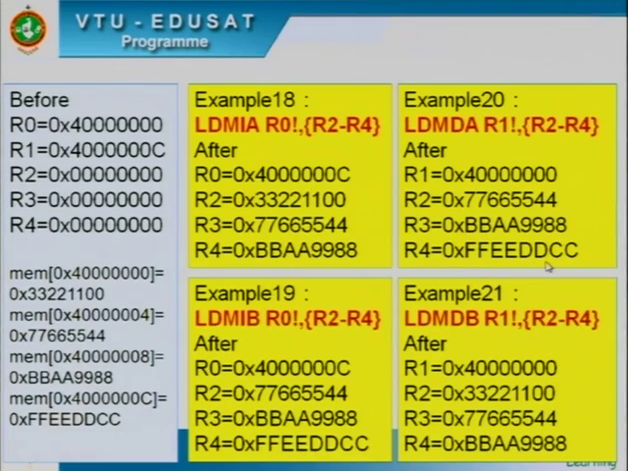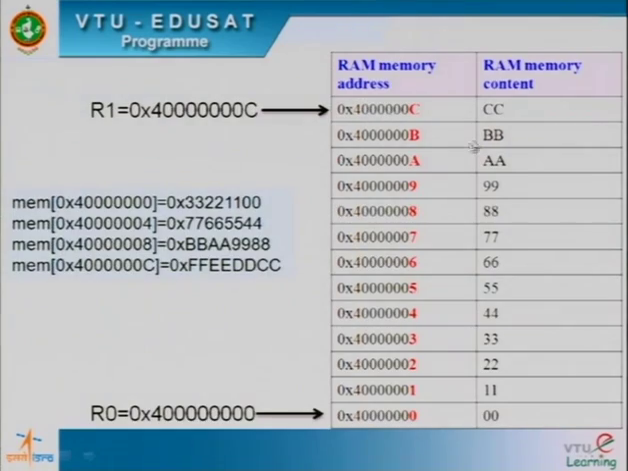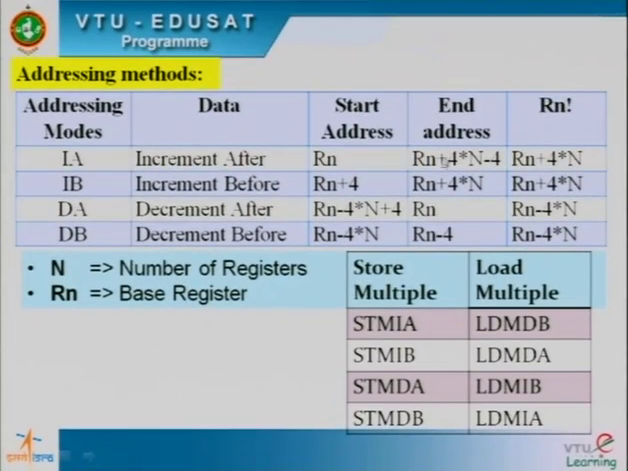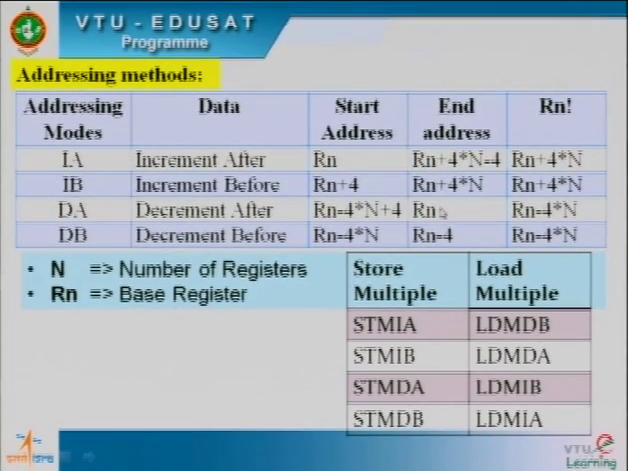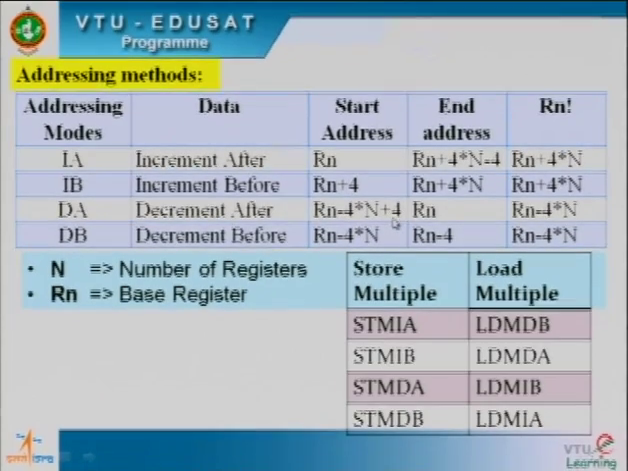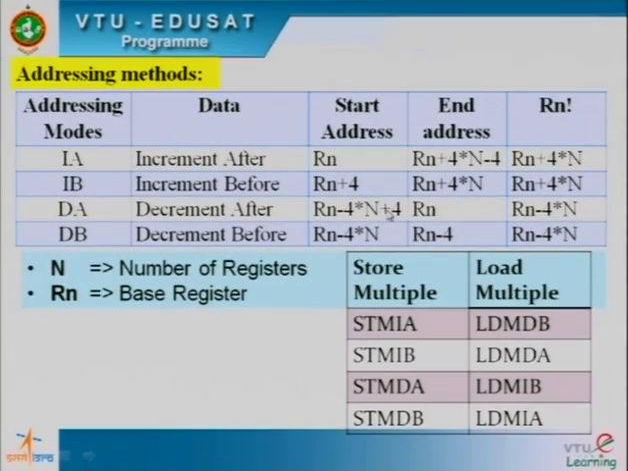This is what we mean by starting address in the previous slide. The starting address here is decrement after. Let's look at the previous slide here. For DA, decrement after, the end address is Rn. The start address is Rn minus 4n plus 4. Please remember this; this is what we are discussing with the example.